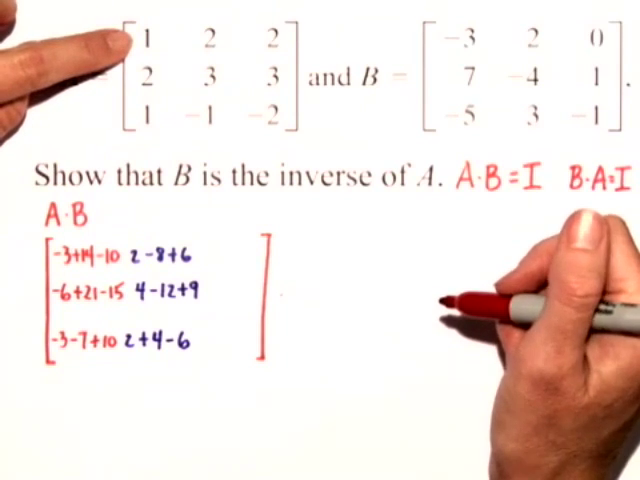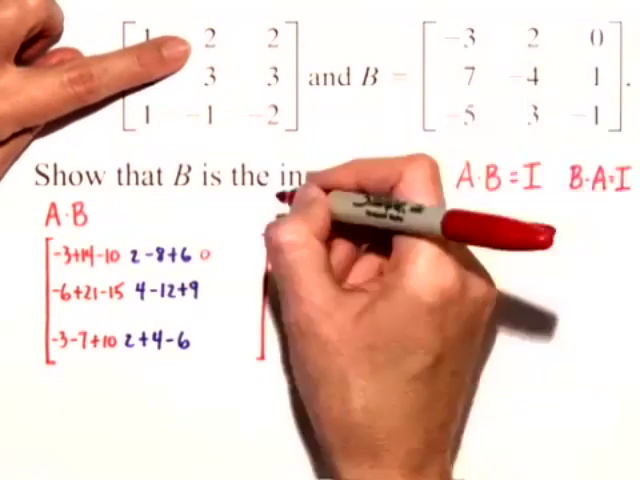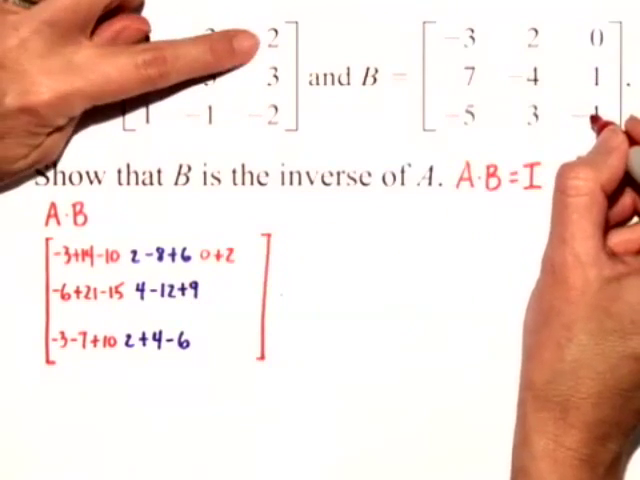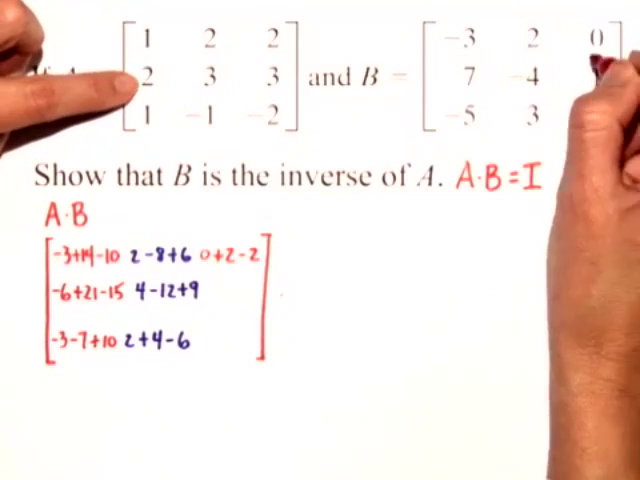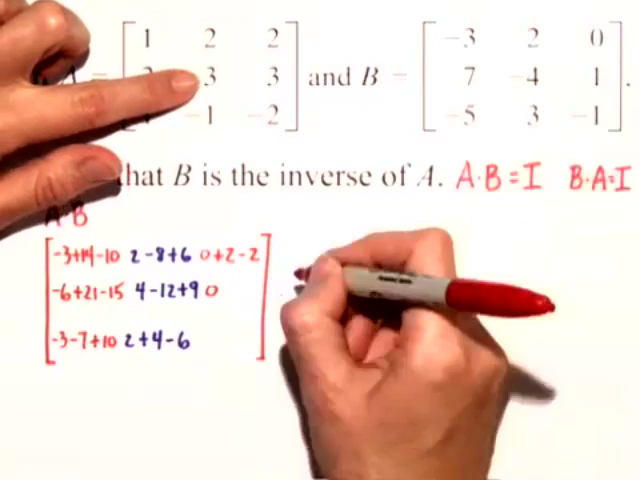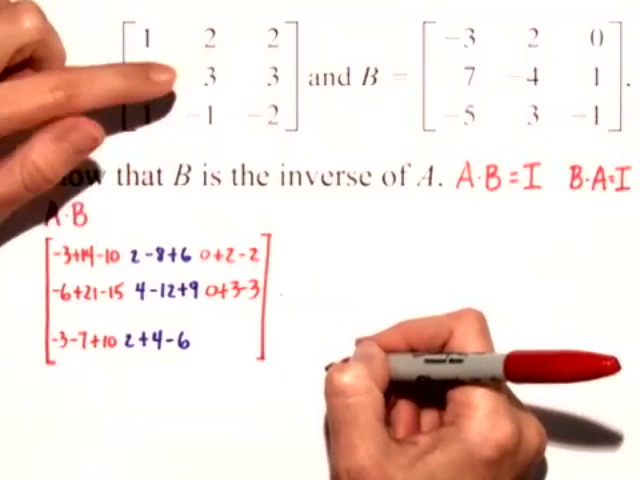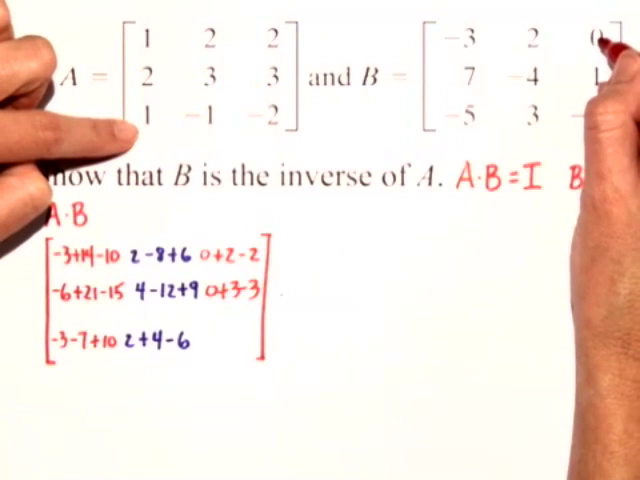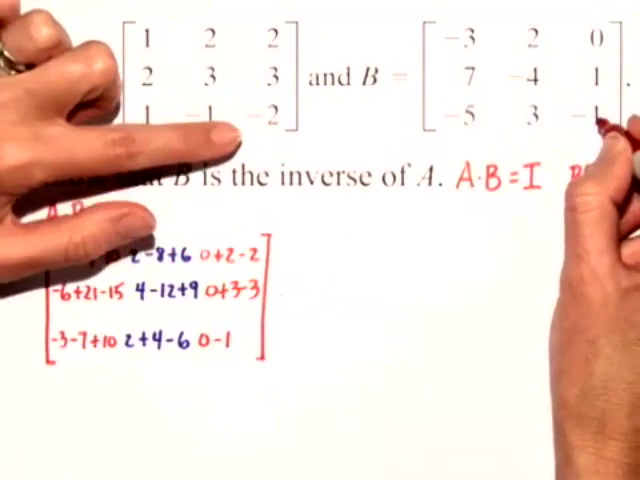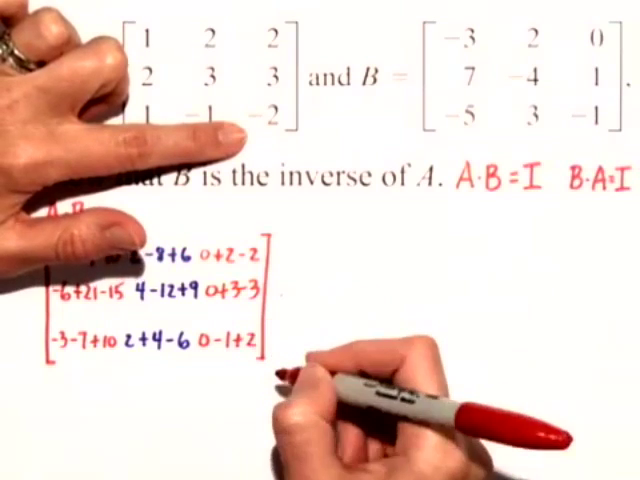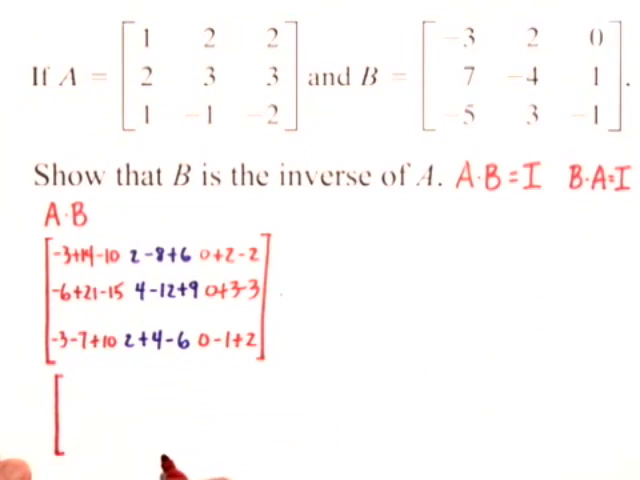So I'm going to start at row 1, column 3. I have 1 times 0 is 0, plus 1 times 2 is 2, plus 2 times negative 1 is minus 2. Row 2 times column 3. 2 times 0 is 0, plus 3 times 1 is 3, plus 3 times negative 1 is minus 3. And then we have row 3, column 3. 1 times 0 is 0, plus negative 1 times 1 is minus 1, plus negative 2 times negative 1 is plus 2. And then I'll simplify this matrix to show that it is the identity matrix.